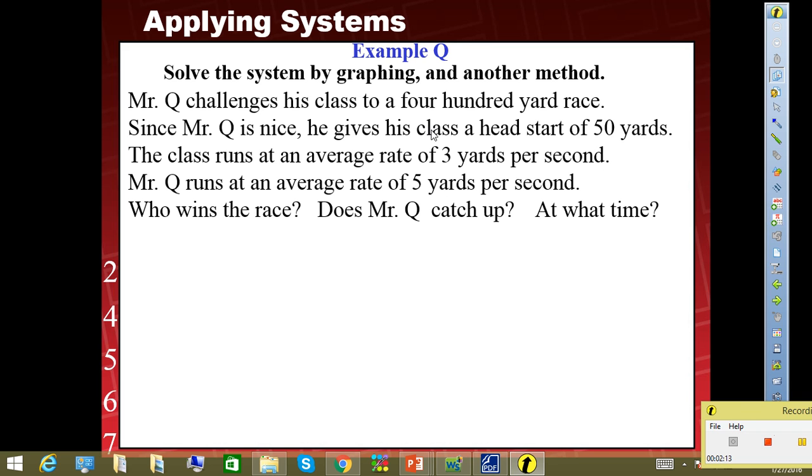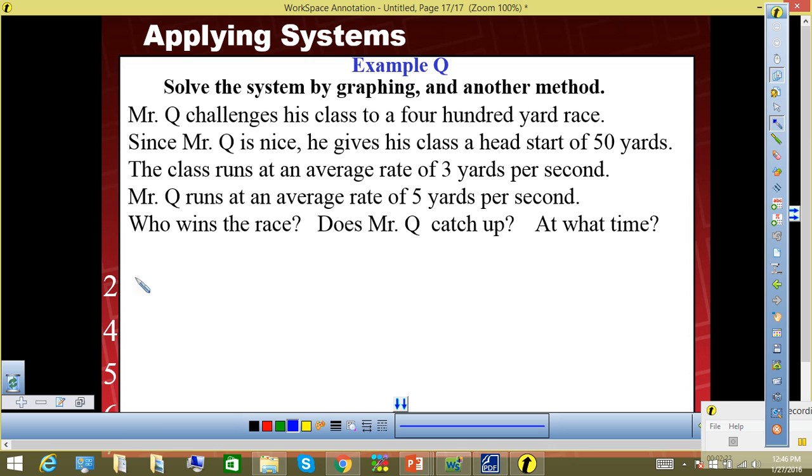So let's go over this. We already read the problem. Since we have two different sets of rates, we're going to create two tables. On the side over here, we're going to create an input-output table for the class. I want you to label the first table, and I'm going to do that in blue. We're going to label it class and do X, Y.